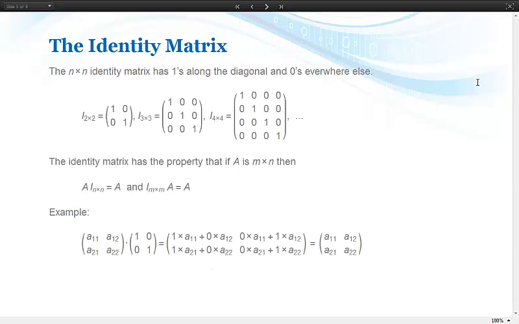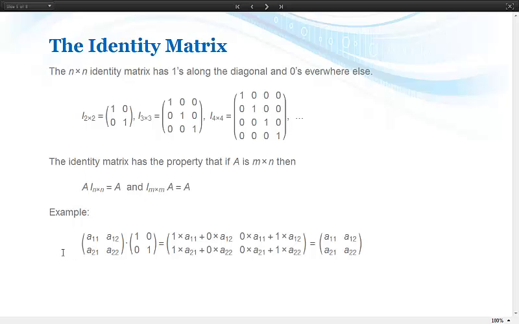Okay, the identity matrix is a very special matrix. The n by n identity matrix has ones along the main diagonal and zeros everywhere else. And it has the property that if A is m by n, m rows and n columns, then if I multiply on the right, A times the identity matrix that's n by n, I get A back. And if I multiply by the m by m identity matrix, that times A also gives A. So it acts as the identity for multiplication.